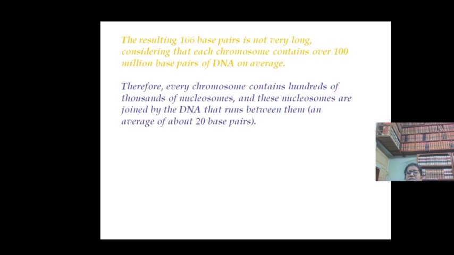The resulting 166 base pairs is not very long. Consider that each chromosome contains over 100 million base pairs of DNA on average. Therefore, every chromosome contains hundreds of thousands of nucleosomes. These nucleosomes are joined by the DNA that runs between them, the linker DNA, which has been found experimentally to be about 20 base pairs. So now you can visualize up to the nucleosome. Now we will go for further condensation.